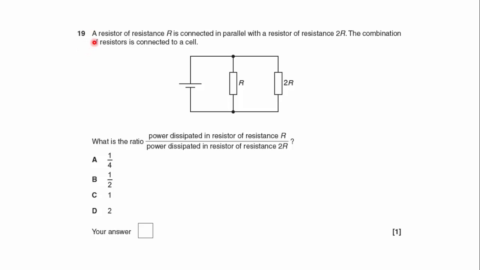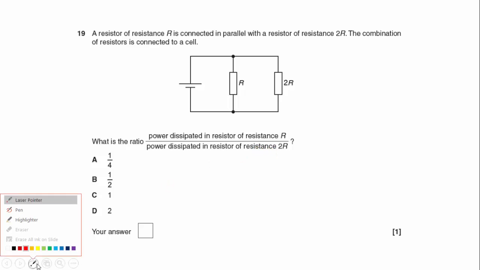Number 19. A resistor of resistance R is connected in parallel with a resistor of resistance 2R. The combination of resistors is connected to a cell. And we've got to work out what is the ratio of the power dissipated in the resistor of resistance R to the power dissipated in the resistor of resistance 2R.